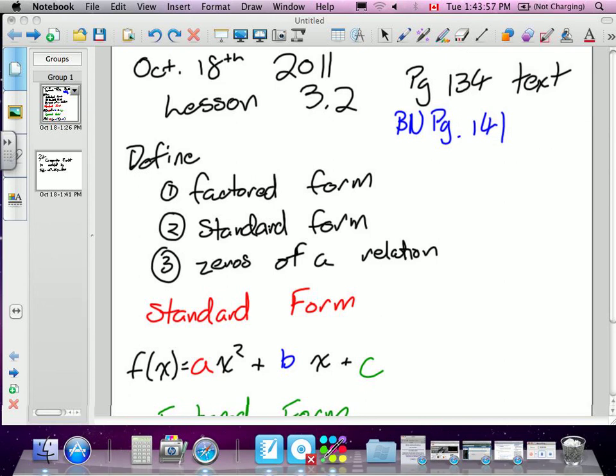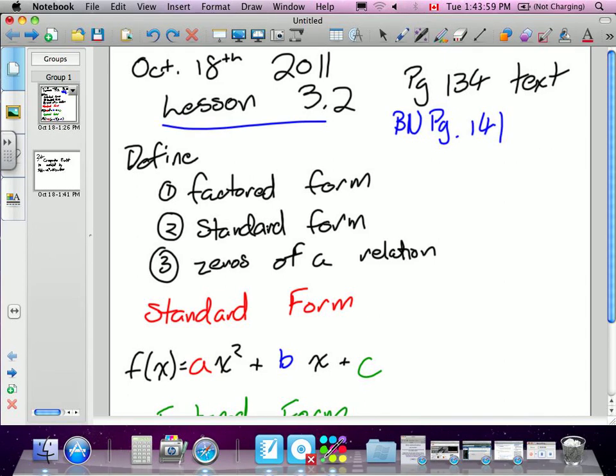Okay, today is October 18th, 2011. We're going to go right into lesson 3.2. You guys are on textbook page 134 and your blue notebook. Take the notes down on 141.